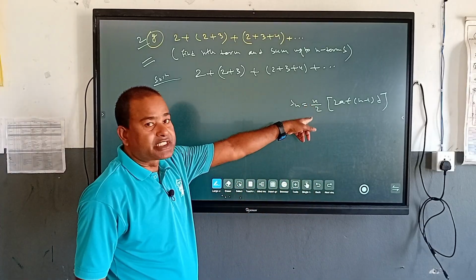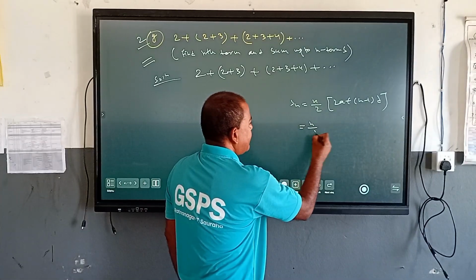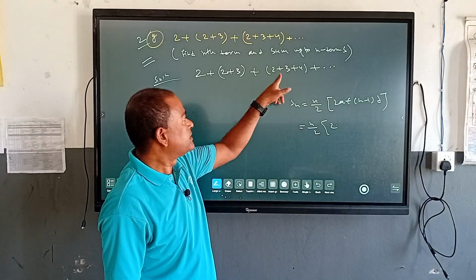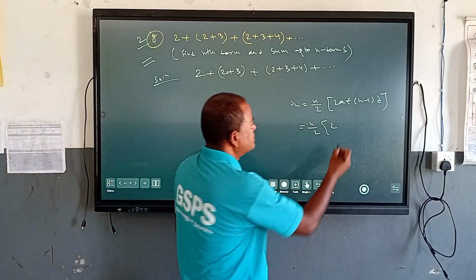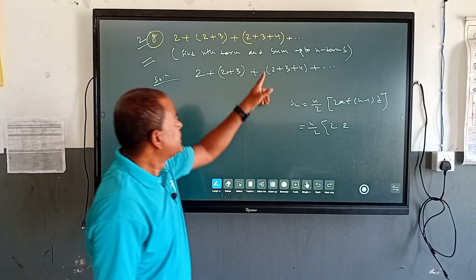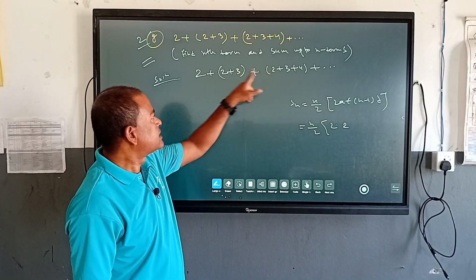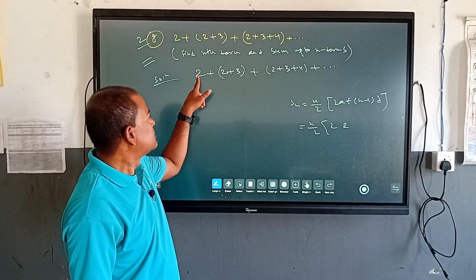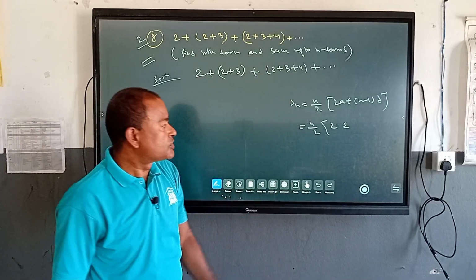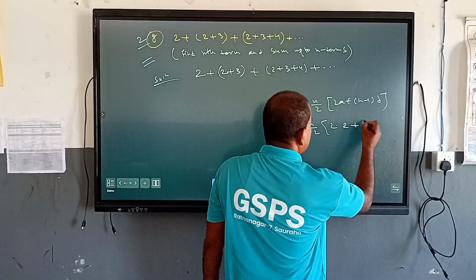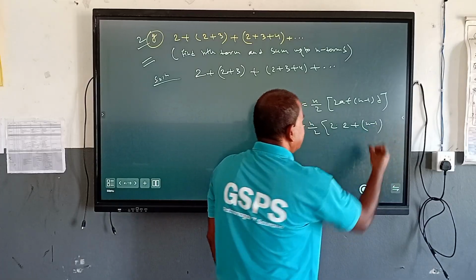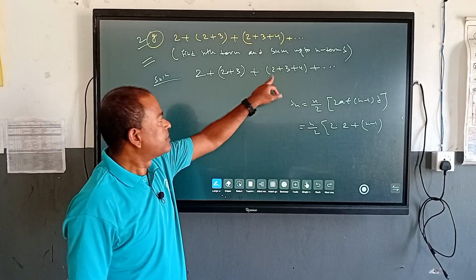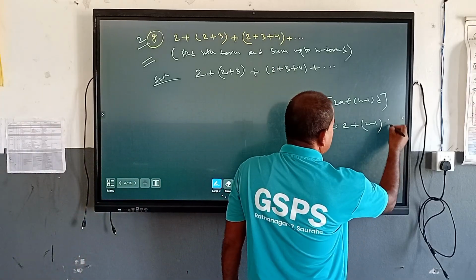Dear students, let's keep n as it is. a means, let's look at the third term of the given series. a means 2, because in each term the first term is 2. So we can write the value of a as 2, plus (n minus 1) times d. d means common difference: T2 minus T1, 3 minus 2 means 1.